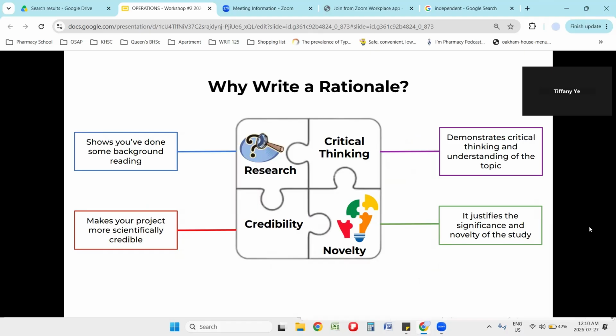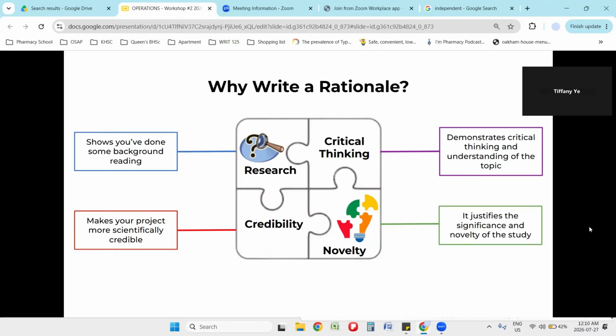So you might be wondering, why would we write a rationale? Here are four reasons why you should include it in your proposal. Firstly, it shows that you've done some background reading, so you know about current scientific literature on your topic and you're well informed to make a good hypothesis. Second reason is that it makes your proposal more credible.